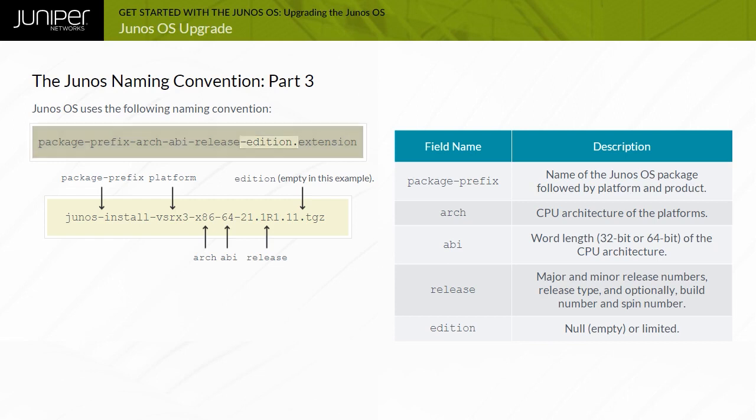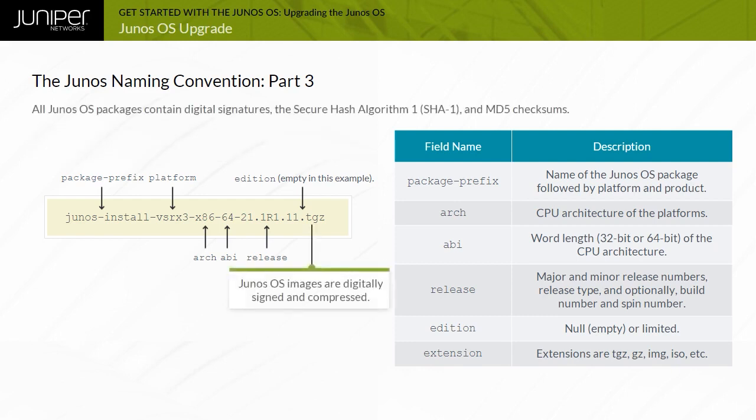140-2 environment. Extension indicates the file type. Some example values include TGZ and IMG. All Junos OS packages contain digital signatures, the Secure Hash Algorithm 1 or SHA-1, and MD5 checksums. A package is installed only if the checksum within it matches the hash recorded in its corresponding file. The actual checksum used depends on the software release.